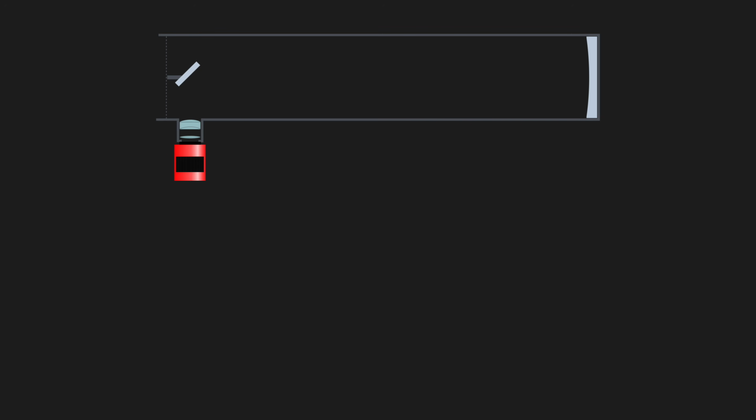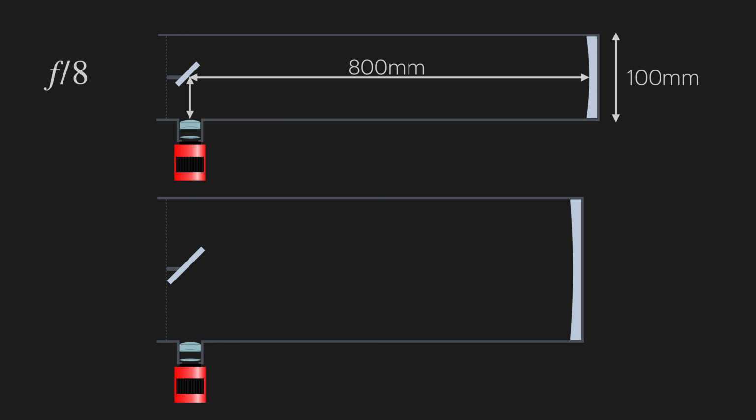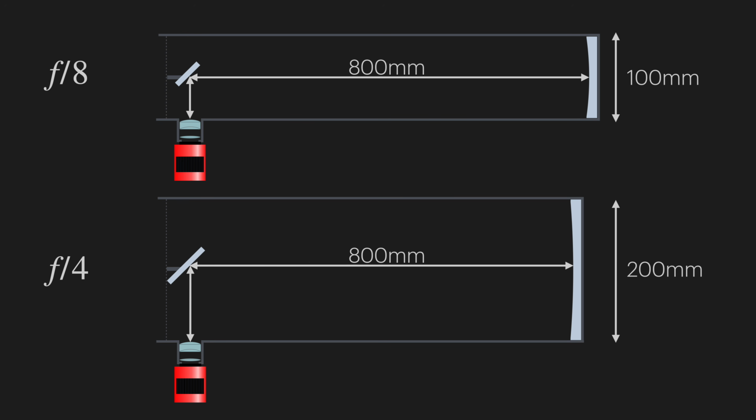Let's look at two telescopes with the same focal length, but with different diameters and therefore different f numbers. Since the focal length is the same between the two instruments, provided that we use the same camera sensor, the field of view and the image scale will automatically be exactly the same. Let's see an example. Imagine we have a slow-ish 800 millimeter focal length f8 telescope with a 100 millimeter diameter and an 800 millimeter focal length f4 telescope with a 200 millimeter diameter.